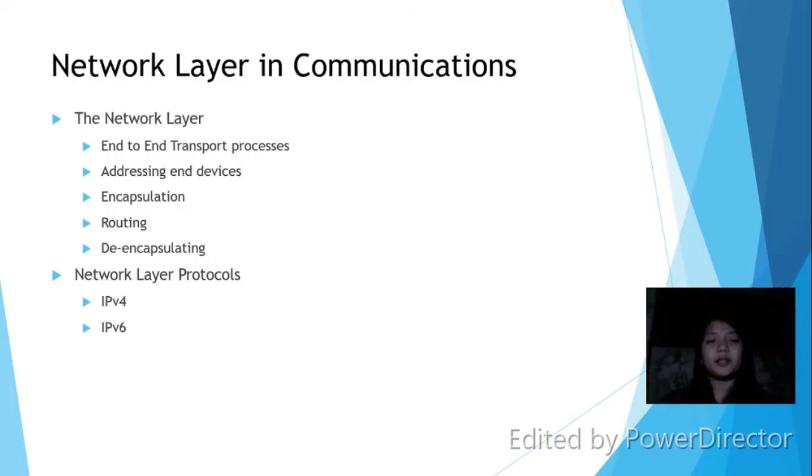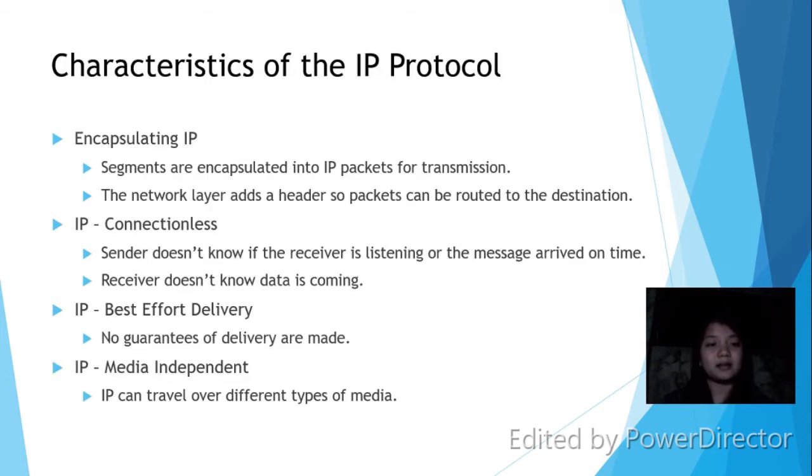Network layer in communication. The network layer: end-to-end transport, addressing, and devices. First is the end-to-end transport, then addressing and devices, which I think is the IP addressing of the end devices. Encapsulation, routing, and decapsulation. Network layer protocols. We have two different IP versions: IPv4 and IPv6.